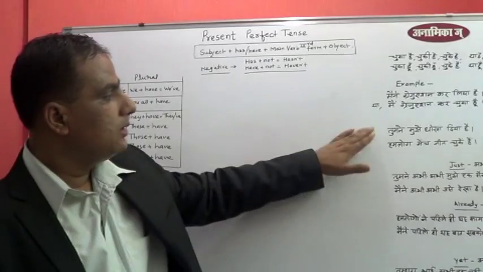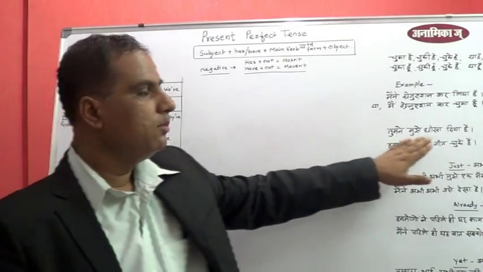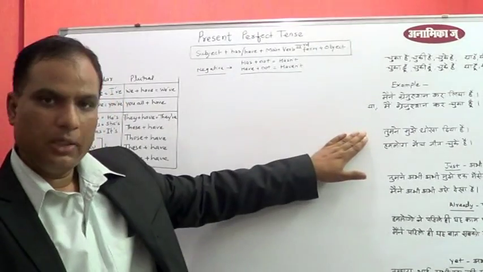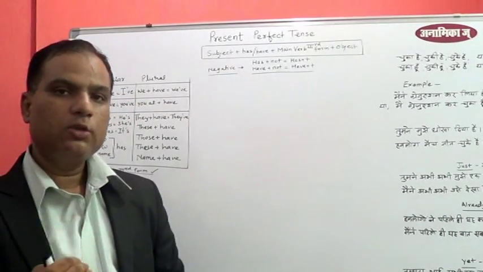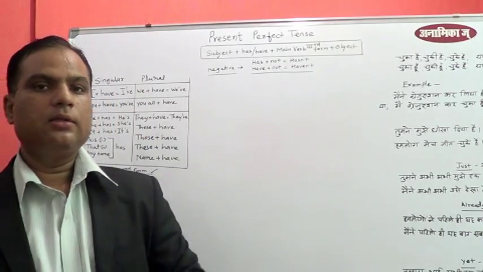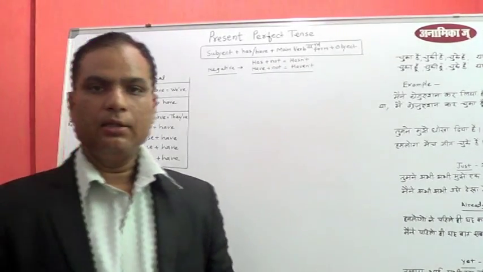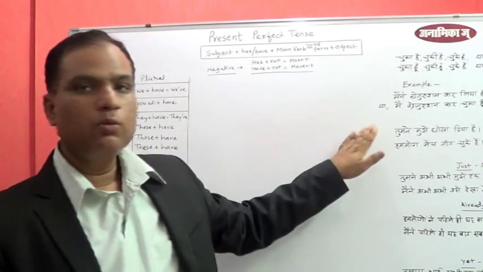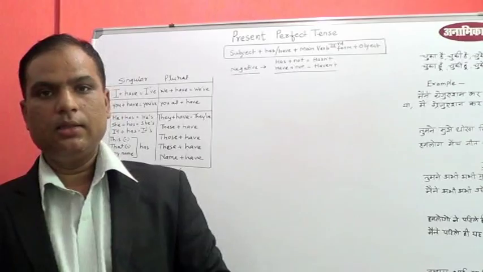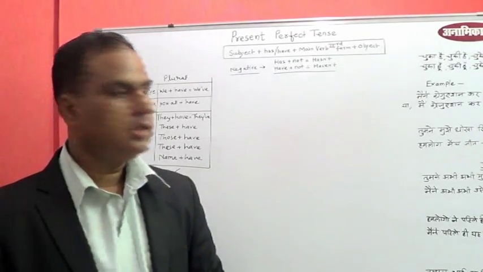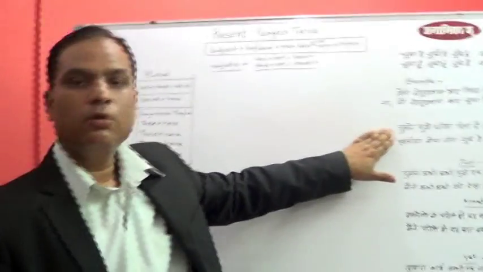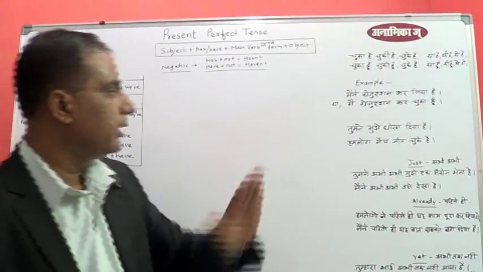Similarly, take another example. तुमने मुझे धोखा दिया है. इसका मतलब ये हुआ कि मुझे तुमसे धोखा मिला है. ये धोखा कभी भी हो सकता है, 2 दिन पहले, 4 दिन पहले, 2 महीना पहले, लेकिन वो धोखा मुझे आज तक याद है. I still remember that betrayal or that cheating from you. So again, that will also be included in present perfect tense.